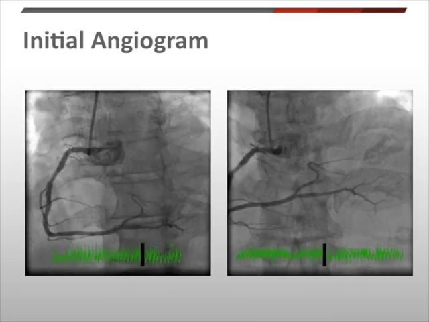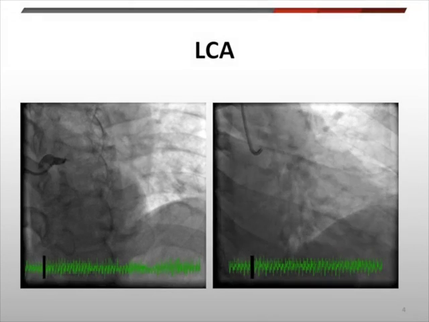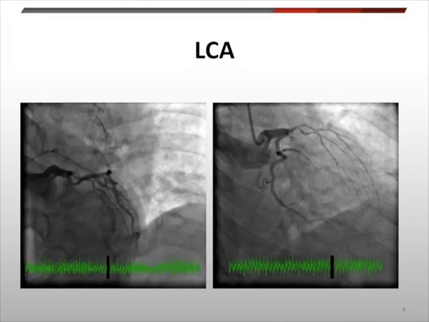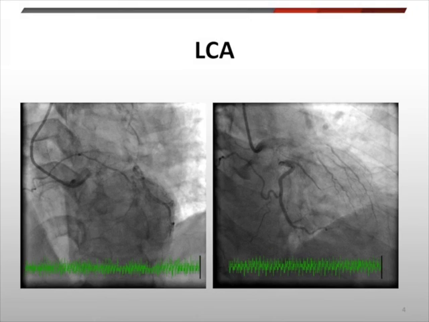The initial angiograms are seen here. This is the RCA. In multiple views, we see no collaterals going to the left anterior descending territory. Here's the left coronary artery, and the first thing we notice is this patient has extensive tortuosity in the left coronary system and a total occlusion of the left anterior descending artery.